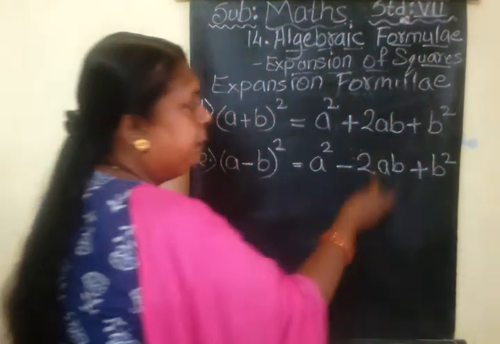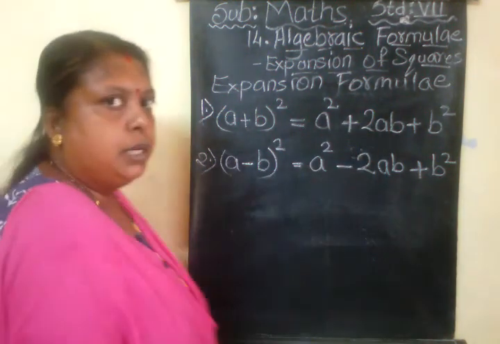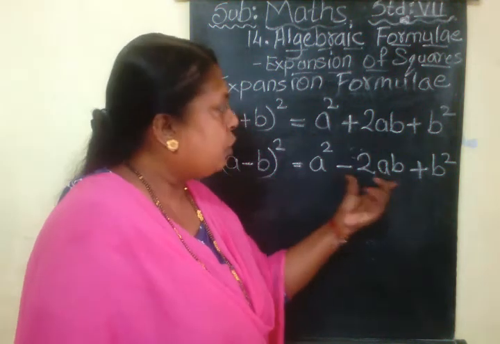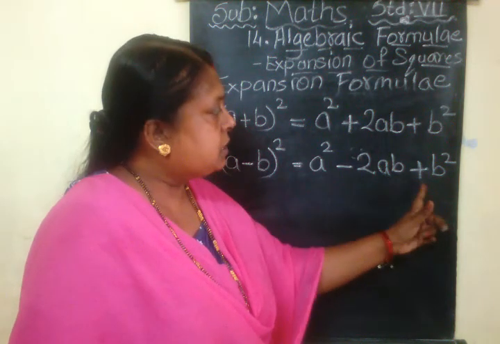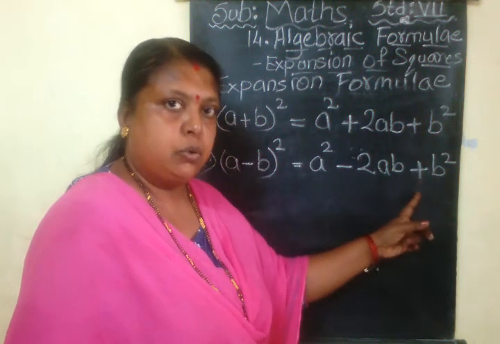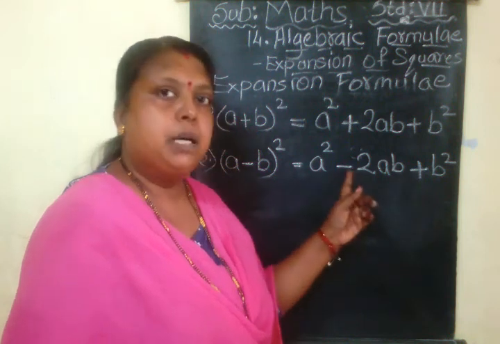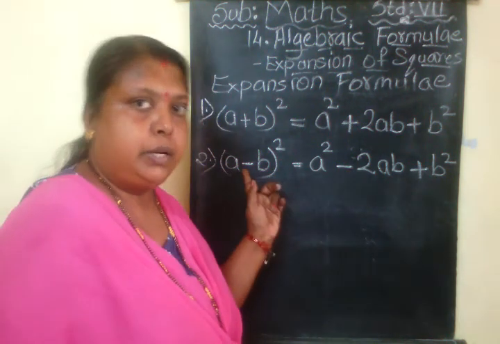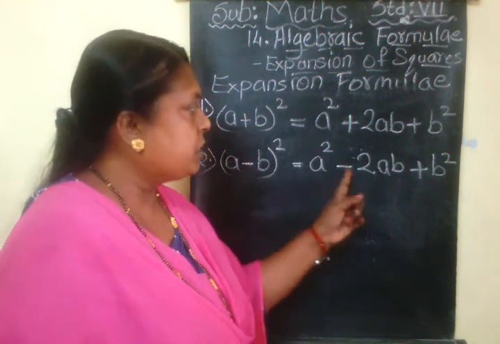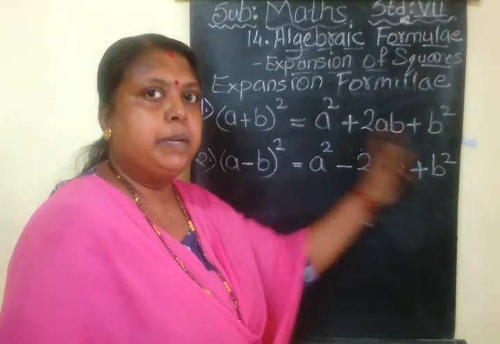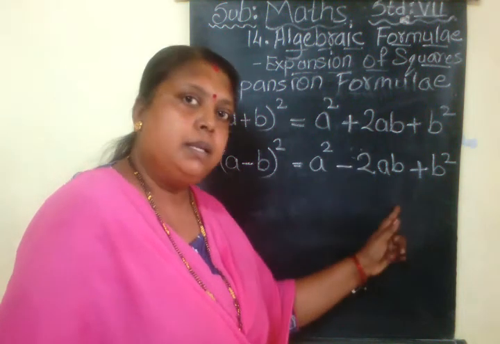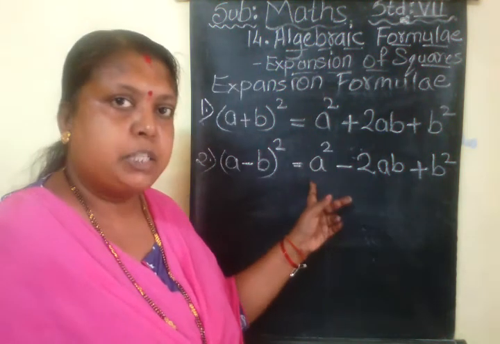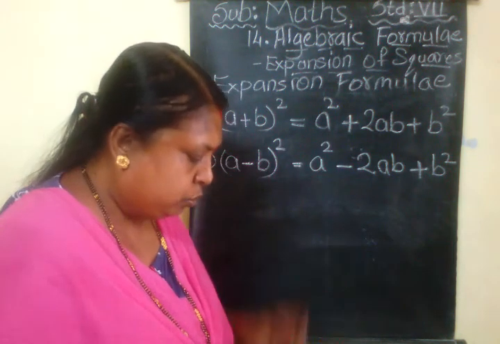So between these two expansion formulas, you can see there is only a change of sign for the second term. The last term is again the same, plus only. Only the middle term becomes negative when your binomial is negative. Otherwise, the complete expansion formula is the same. So, two expansion formulas I have explained to you now. So, we will go on to do the sums.